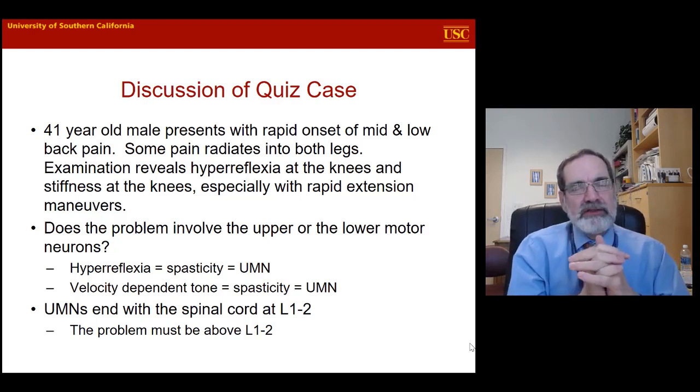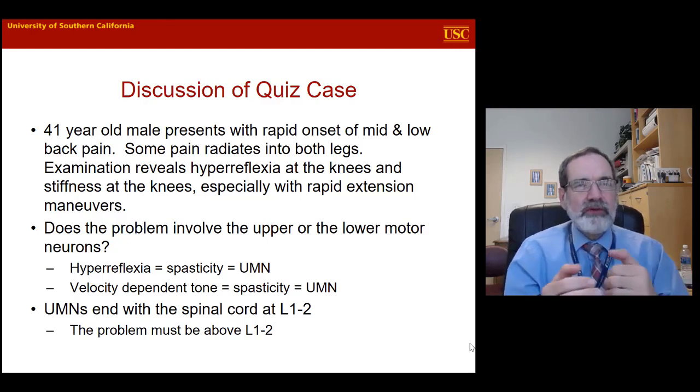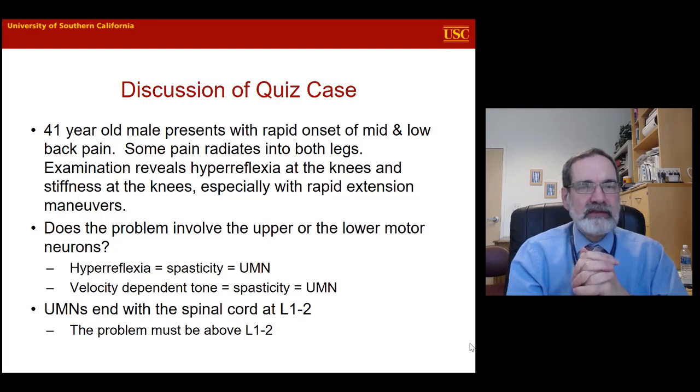So you've had a chance to answer one of the quiz questions. Let's take a look at this case from the quiz a little bit more. A 41-year-old male presents with rapid onset of mid and low back pain. Some pain radiates into both legs. Examination reveals hyperreflexia at the knees and stiffness at the knees, especially with rapid extension maneuvers. Hyperreflexia, velocity-dependent increase in tone. This is true spasticity.